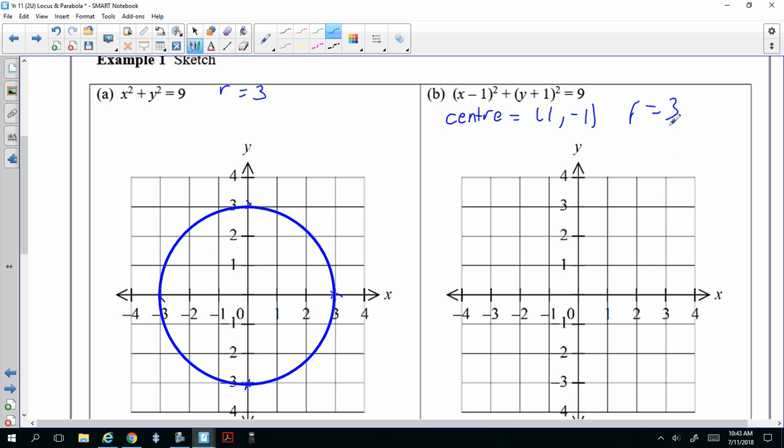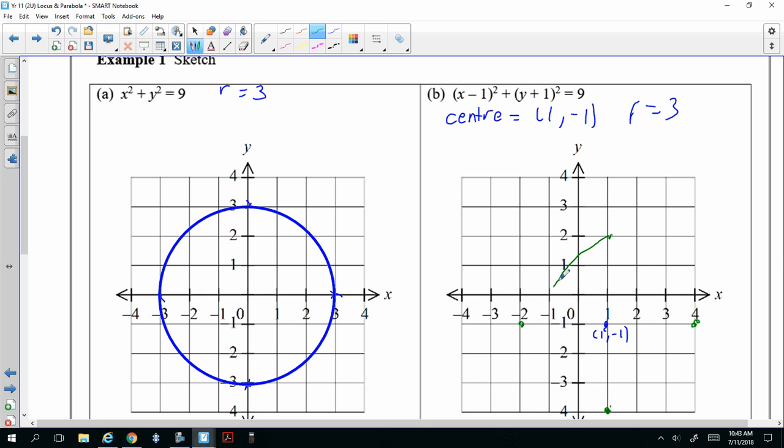Okay, so let's try. So go find the center, go across 1, go down 1 step. Like this, put the center here, (1, -1). And then the radius is 3, so this is how it works. You go up 3 steps, go down 3 steps, go left 3 steps, go right 3 steps. And you get these 4 points, and you join the 4 points, you get a perfect circle.